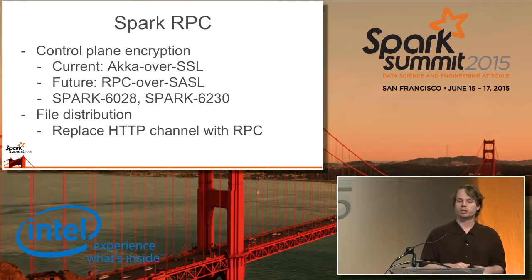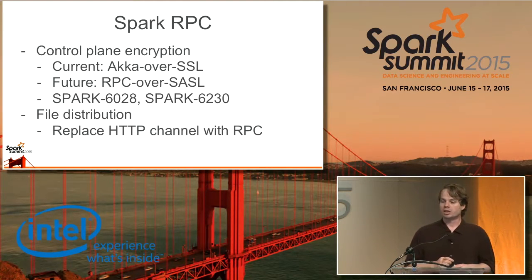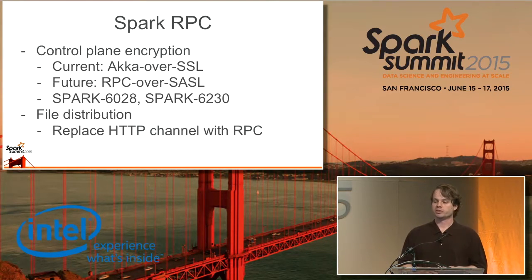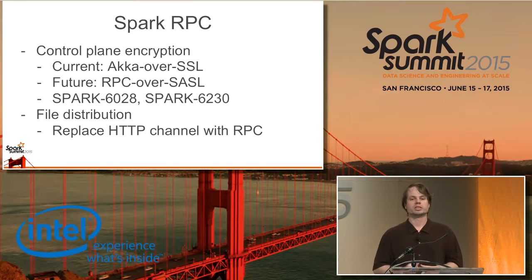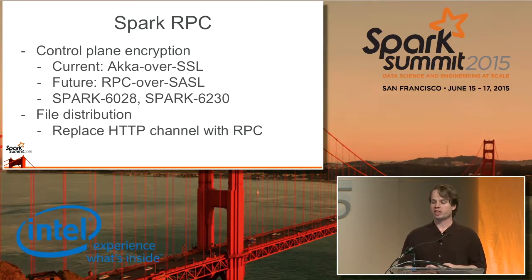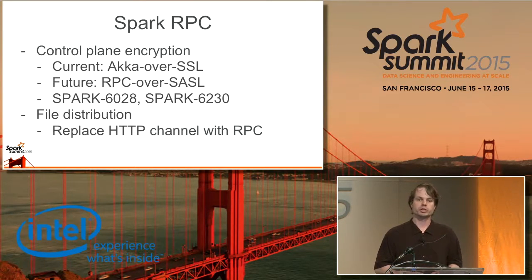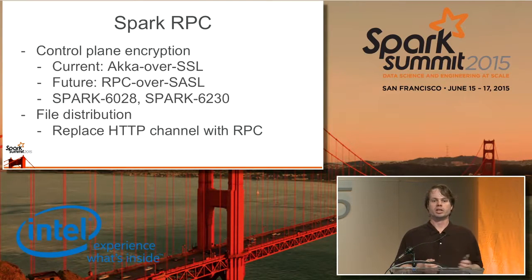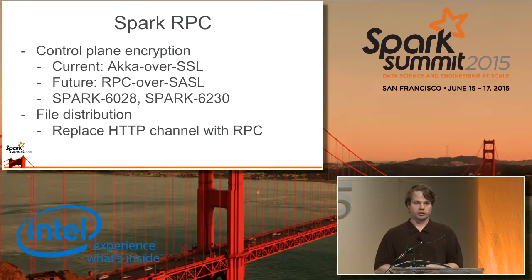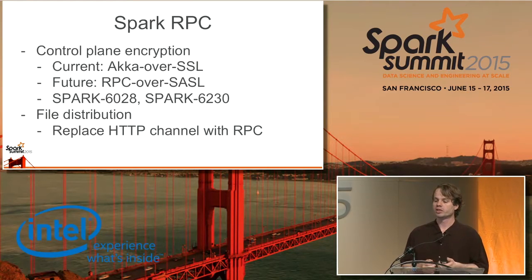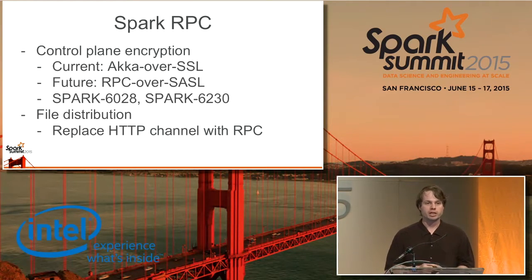The second one is the Spark RPC, basically the control plane. Currently, you have Akka over SSL, so it has all the problems with certificate distribution and shared certificates. In the future, there's work being done to replace Akka with a Spark RPC-based framework. And that framework can work over SASL just like the shuffle, the block manager RPC works over SASL. And if you care to follow these issues, those are the two JIRAs. And sort of related to this, you have that little HTTP server that does file distribution.